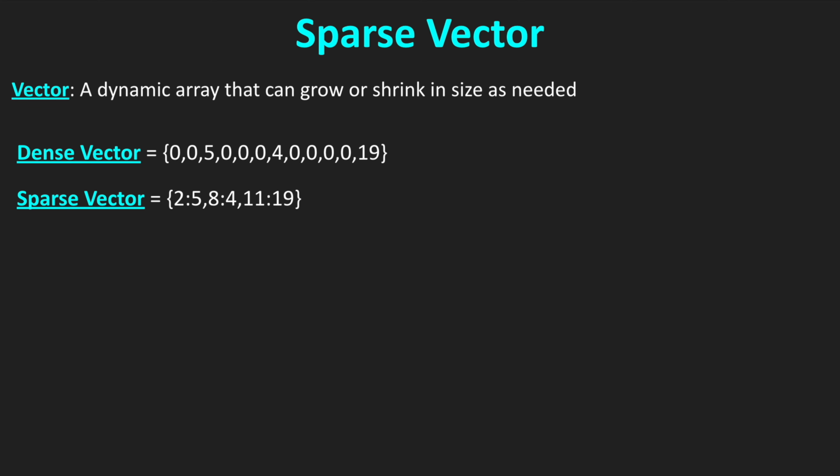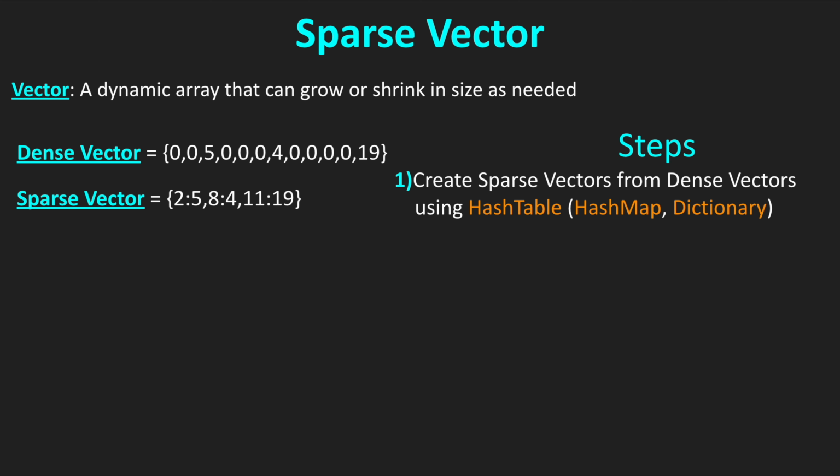So how are we going to solve this problem? The first step is to create a sparse vector from a dense vector using a hash table, either a hash map in Java or a dictionary in Python. For example, let's say that we have a dense vector of 0, 0, 5, and so on, and we are creating a hash table with key-value pairs. At index 2 we have the value 5. At index 6 we have 4. At index 11 we have 19.